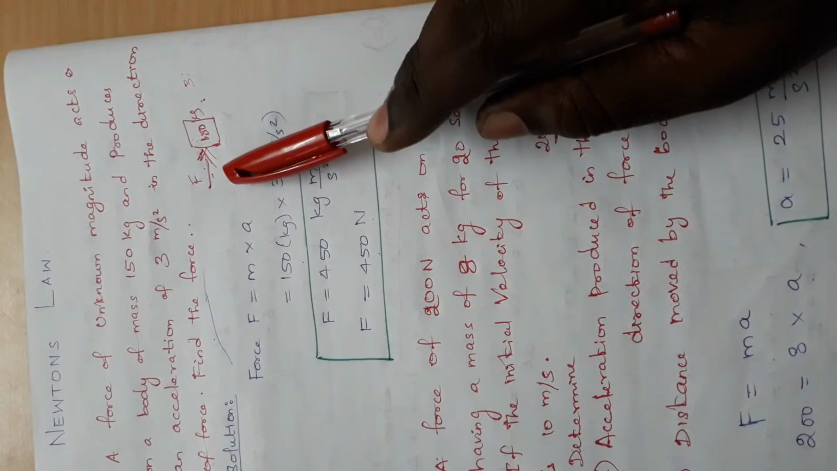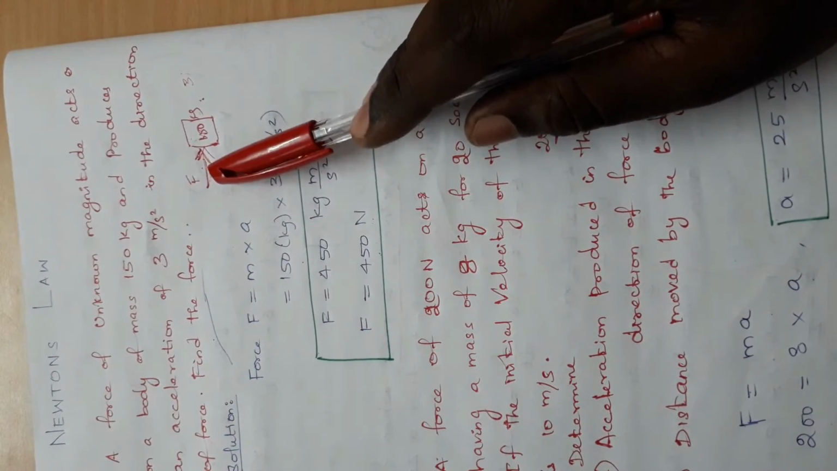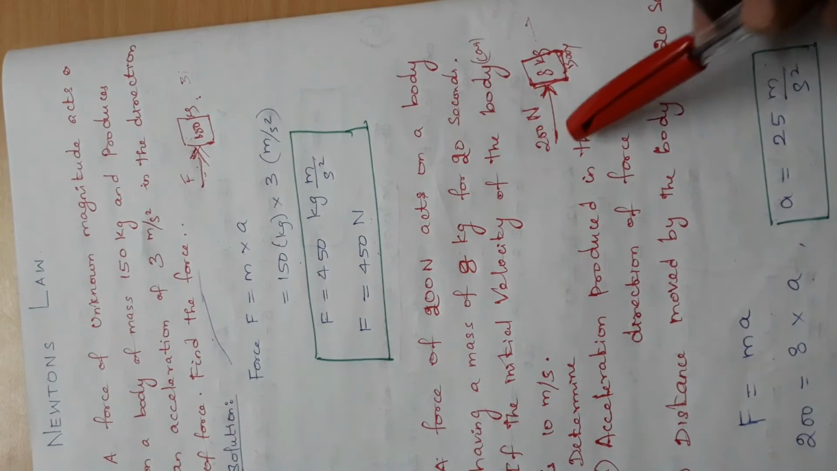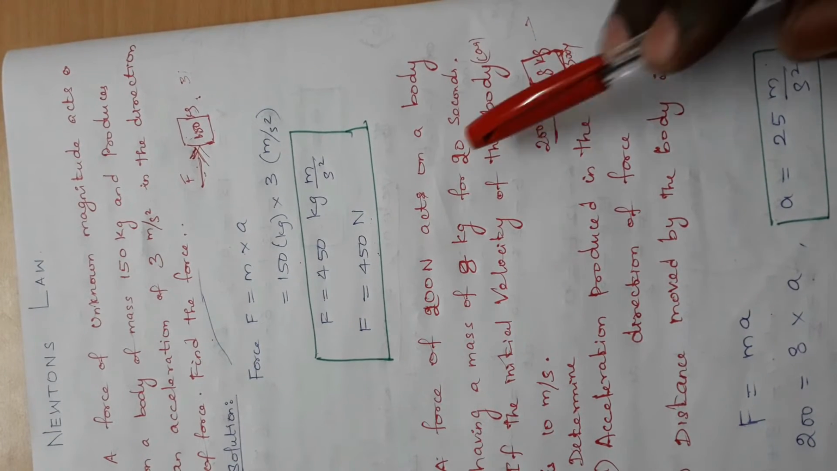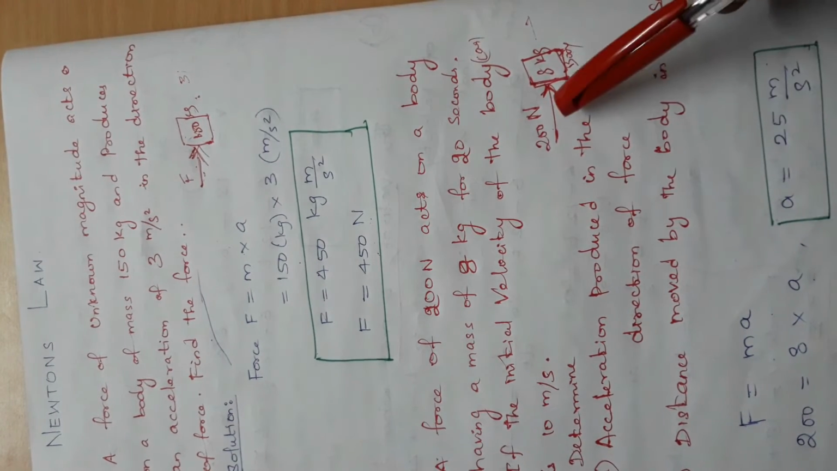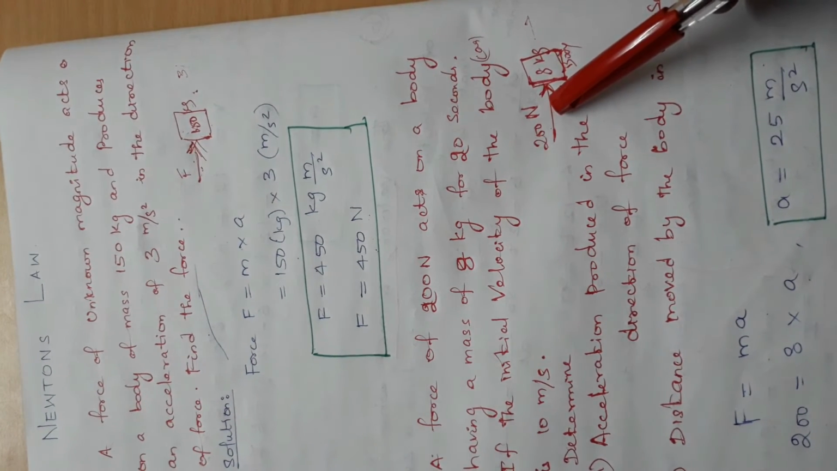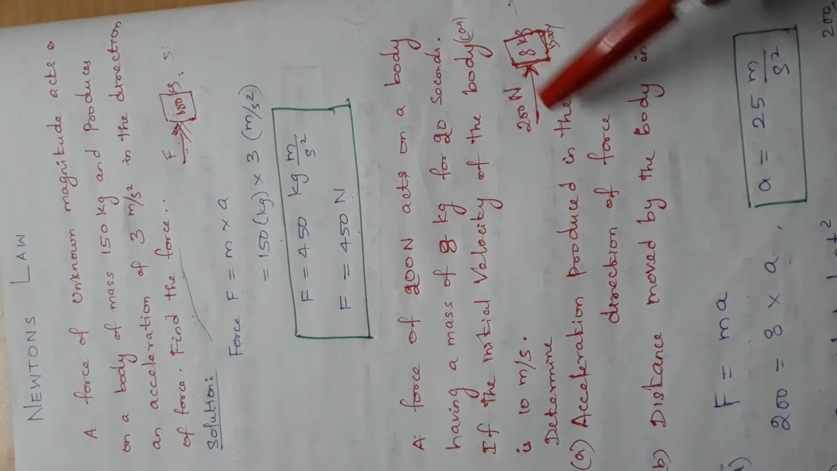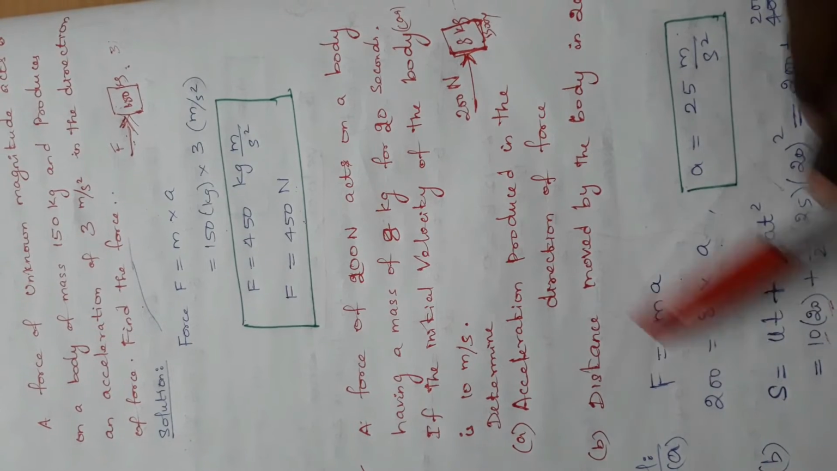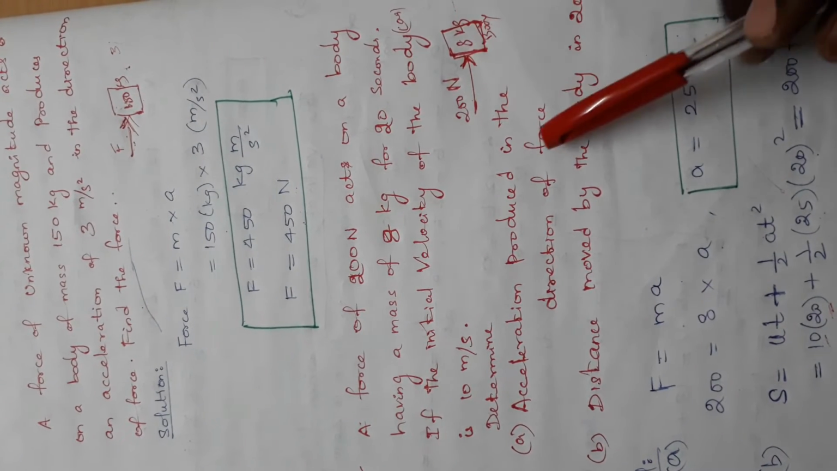Now in the previous example, we had to find the force acting on the object. But here the force acting on the object is given. Not only that, it acts for 20 seconds on this object. If that is the case, what they are asking is what is the acceleration produced, and the distance moved.